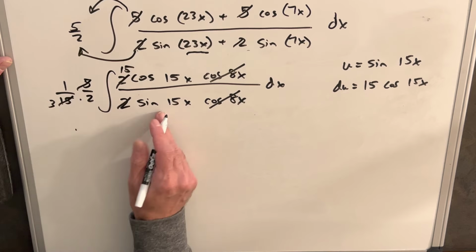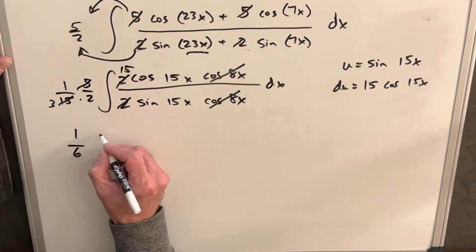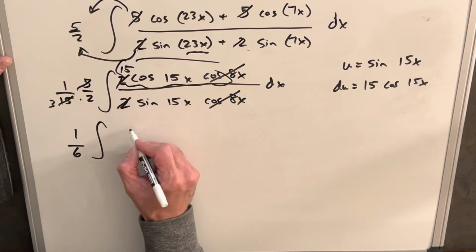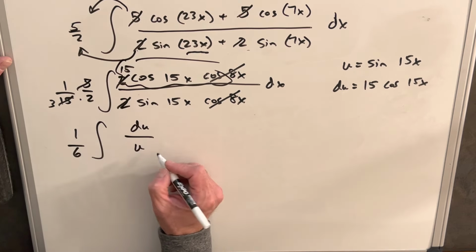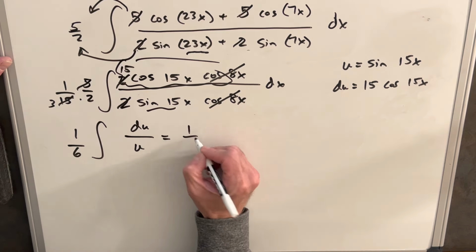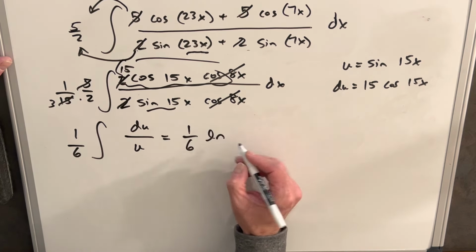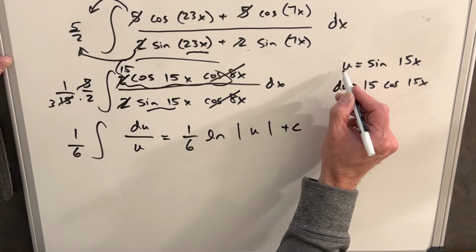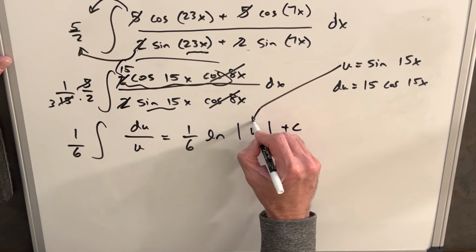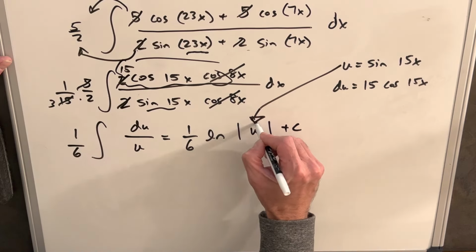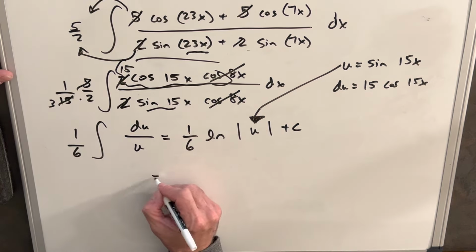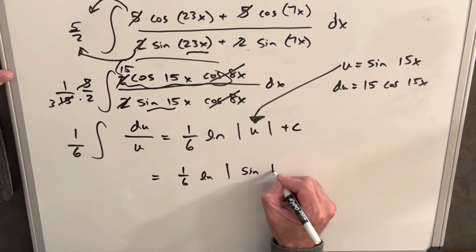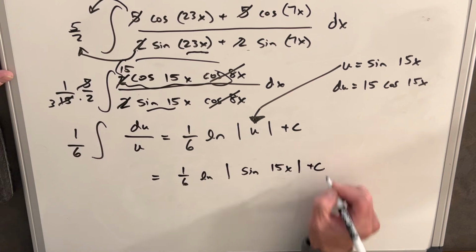So then let's rewrite this whole thing. We're going to have 1/6, and the integral of this piece up here is just our du, so we're going to have du over u. Now we can integrate. We're going to have 1/6 ln absolute value of u plus c. But we know what our u is, right? It's just sine of 15x. So then our final answer is just going to be 1/6 ln absolute value sine 15x plus c. And that's it.